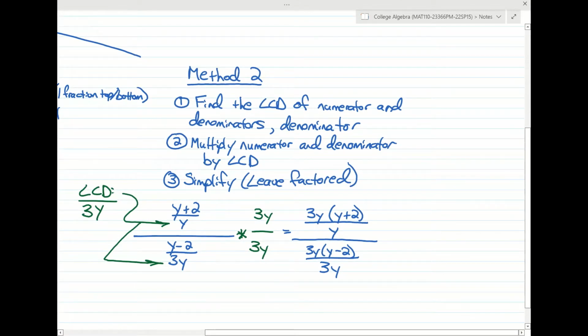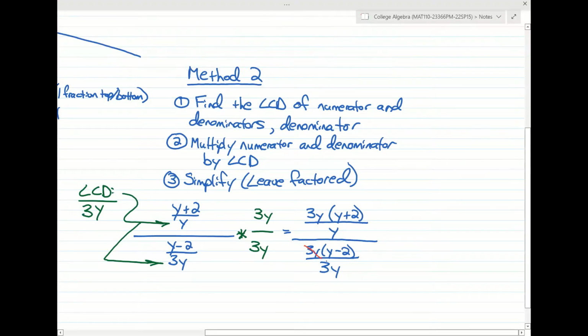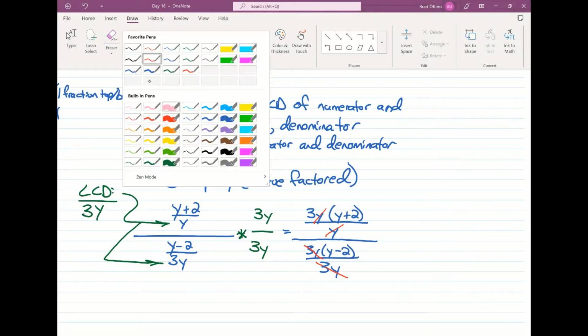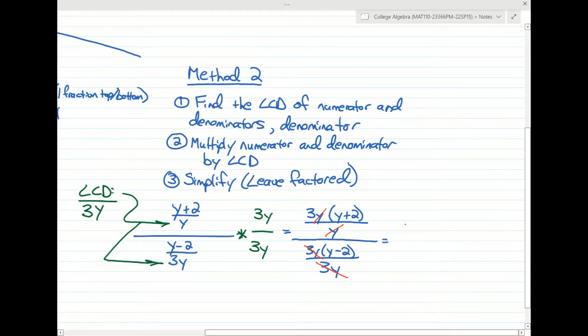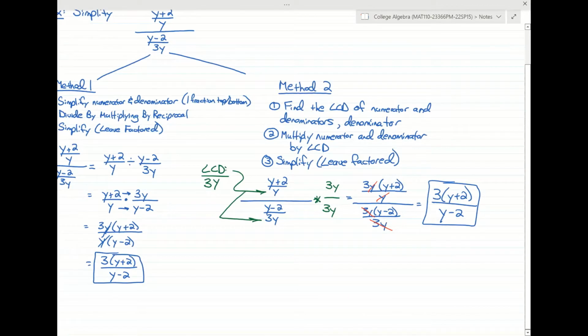The reason why we do that, though, is look what happens. We can cancel this out with this, and we could also cancel this out with this. So all that you're left with at this point is 3 times y plus 2 on top divided by y minus 2 on the bottom, which is exactly the same answer we got using method 1.